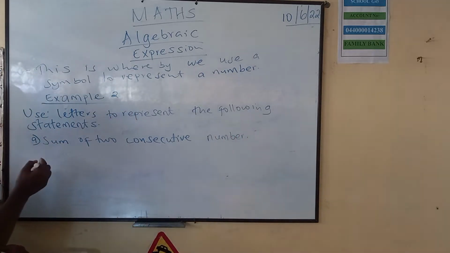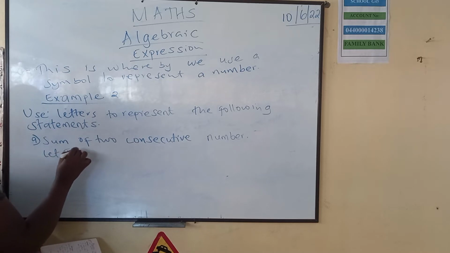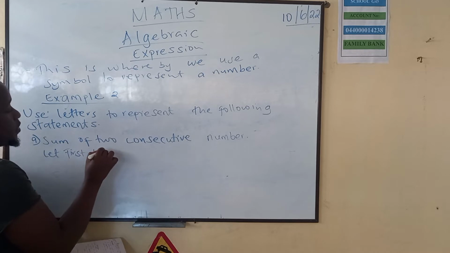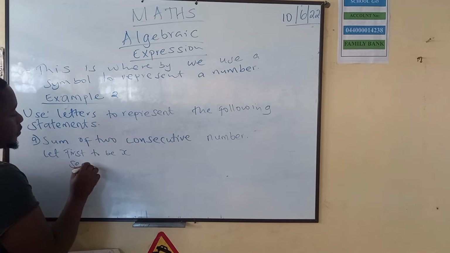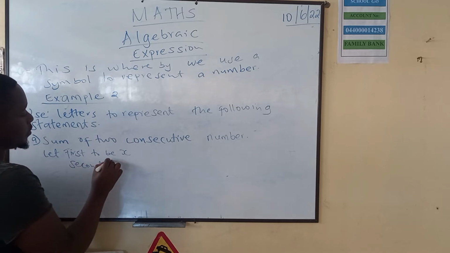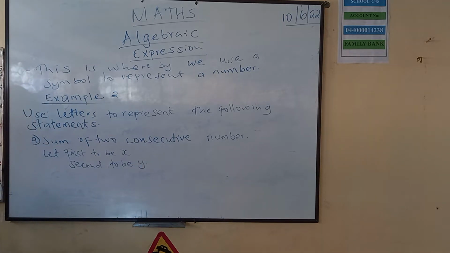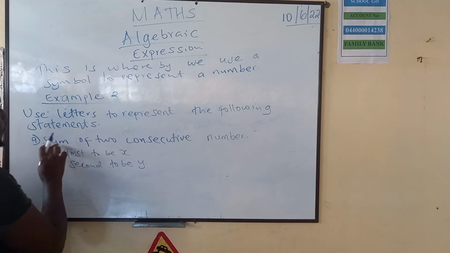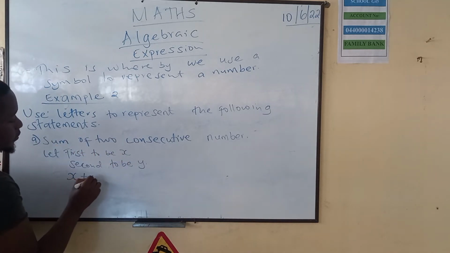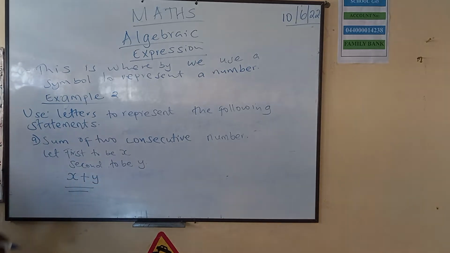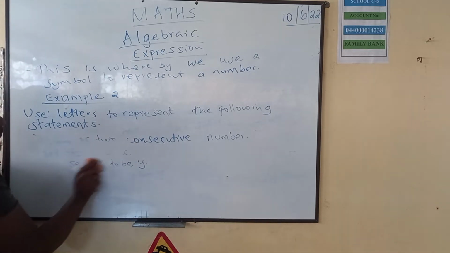Now you can let the first number be x and the second number be y. So the sum of 2 consecutive numbers, we'll have x plus y. This will be our expression. Okay, let's do another one.